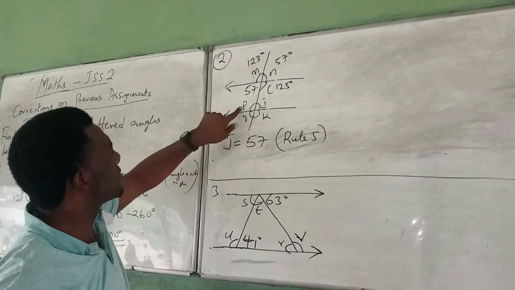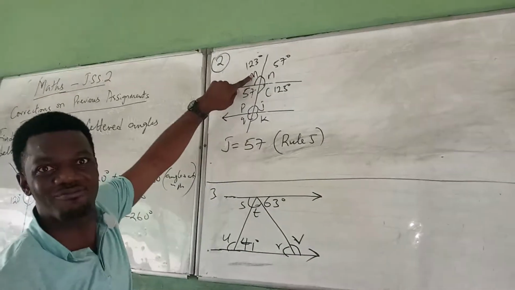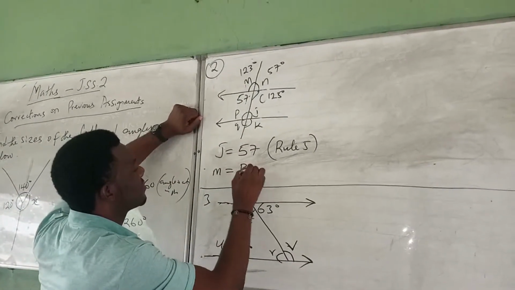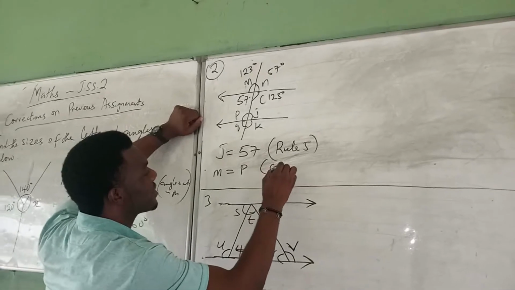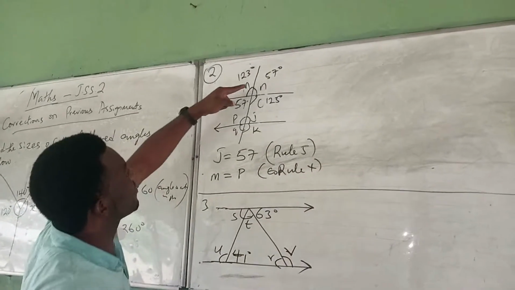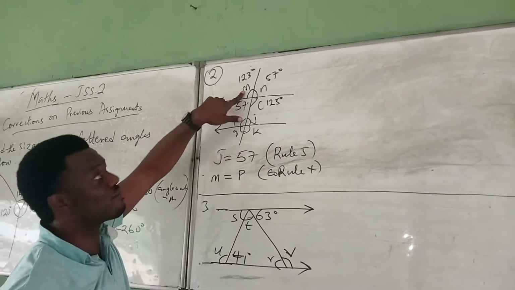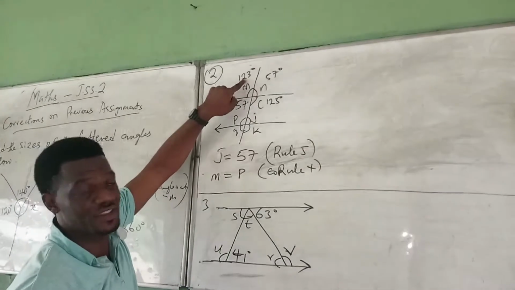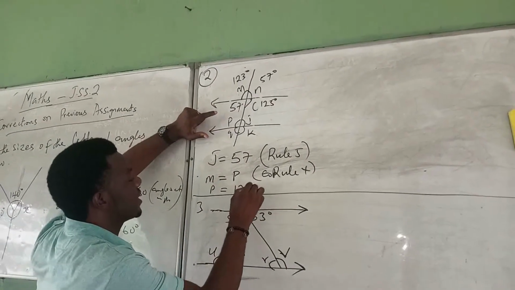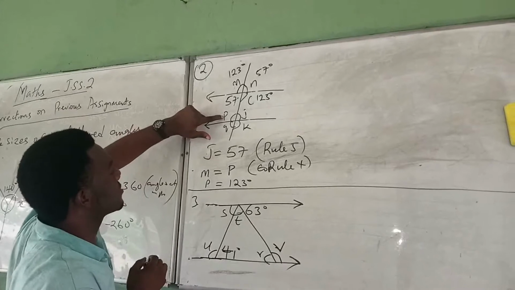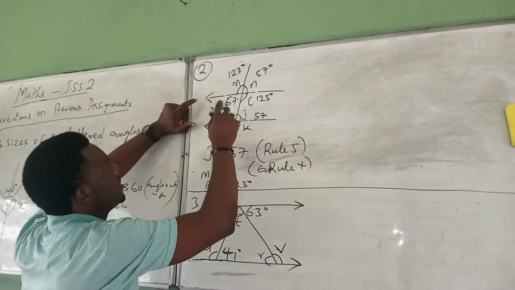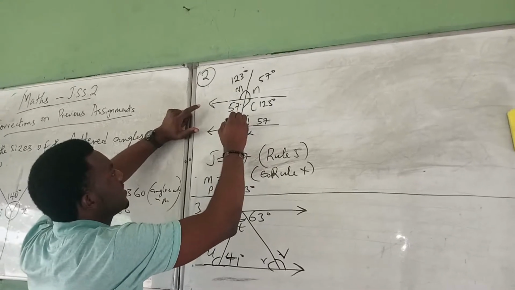Now, P is corresponding to M. So M is equal to P. Reason, corresponding angles. That is rule 4. Corresponding angles are equal. And you know that our M is 123. So therefore, our P will be equal to 123 degrees. So we have found J to be 57, P to be 123 degrees.